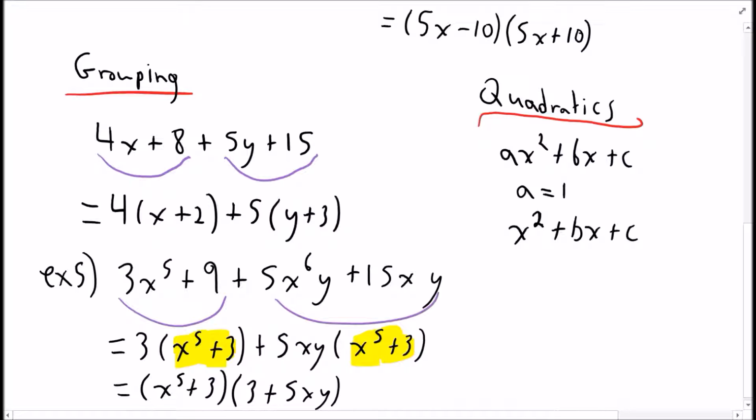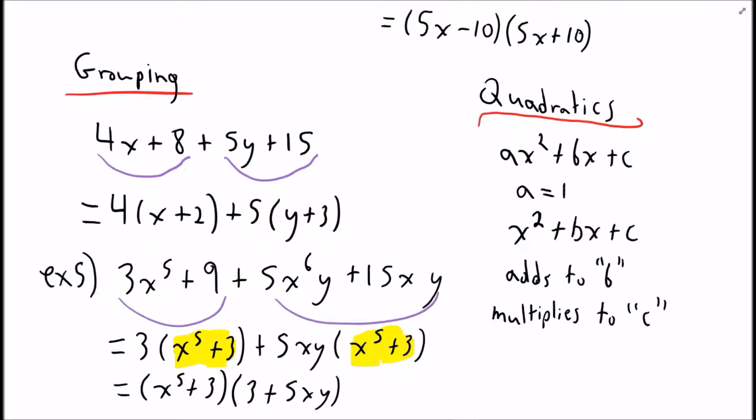Alright, so when we're factorizing a quadratic, what we're looking for is what adds to the b value and what multiplies to the c value. So what two numbers would add to the middle term, b, and what same two numbers would multiply to c? So let's do an example with that.